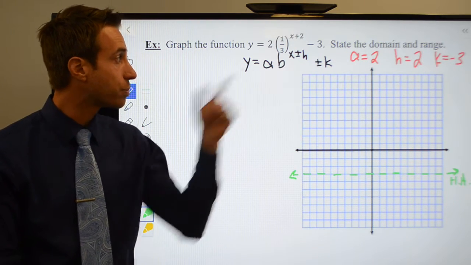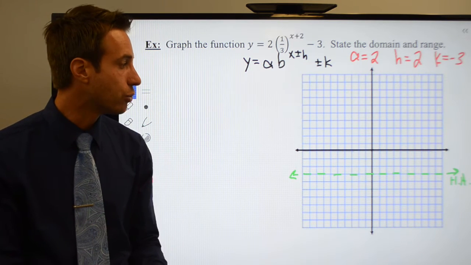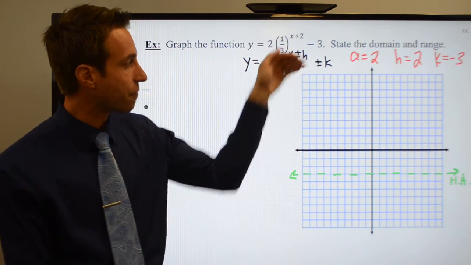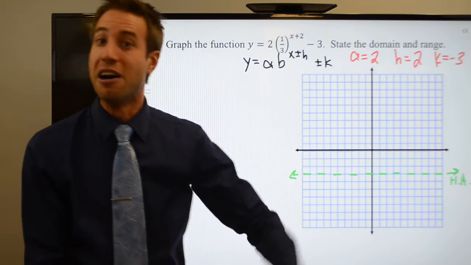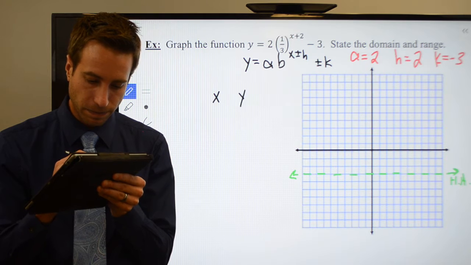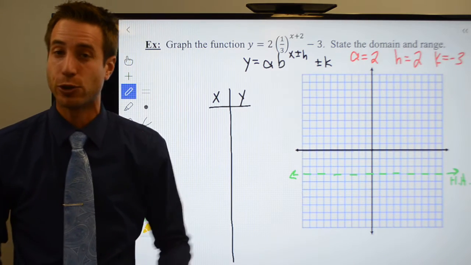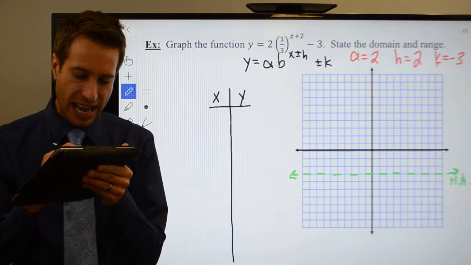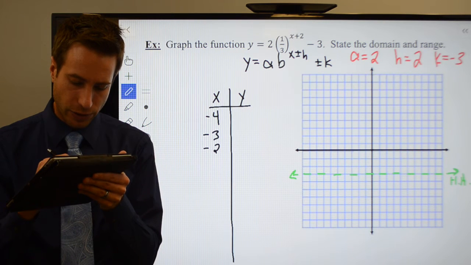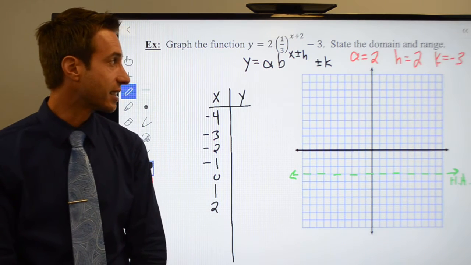All right, we're going to go ahead and set up our chart. We'll choose some domain values, plug them in, get back our y values, plot our points, and see what happens. Again, I do know, though, since my a is positive, I will be above my horizontal asymptote. And because b is a fraction, I'm going to be decreasing from left to right. Let's see what this guy looks like. All right, since h has shifted me to the left 2 spots, I'm actually going to start my chart at negative 4, negative 3, negative 2, negative 1, 0, 1, and 2. That should be more than enough points, and let's see what happens.